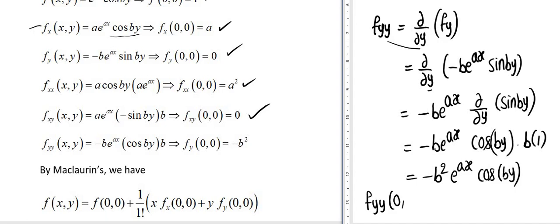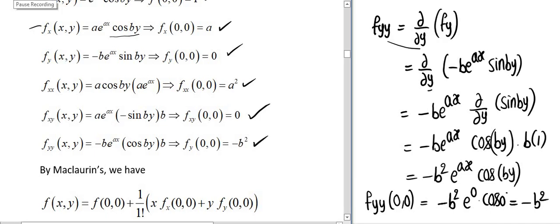F_yy at (0,0) is minus b square e power 0 cos 0. Cos 0 is 1, e power 0 is 1, 1 into minus b square is minus b square. Now we have the values of all partial derivatives at origin.